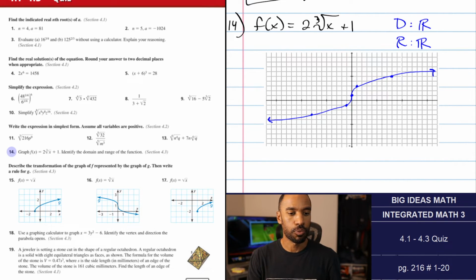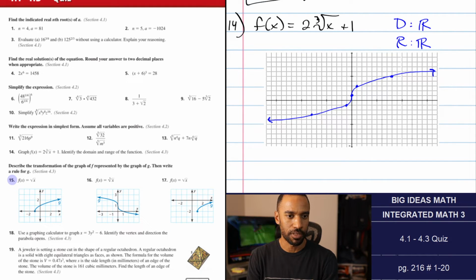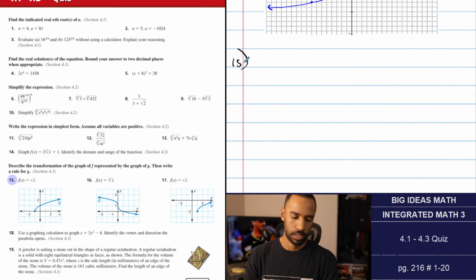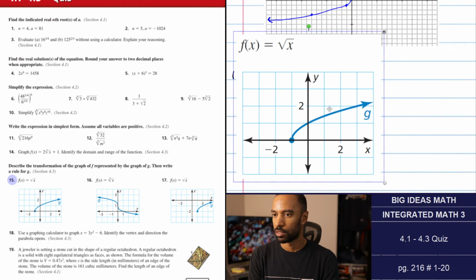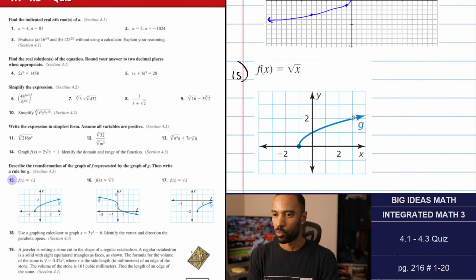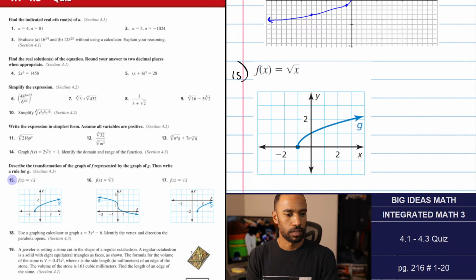All right, numbers 15 through 17, we are going to describe the transformation of the graph of f, represented by the graph of g, then write the rule for g. Let me take a higher quality version of these ones where I can copy and paste. I'll even get the actual equation in my copy paste. So number 15, I copied and I'm pasting this big guy right here. Okay, what did they want? They wanted the transformation, describe the transformation, and then write a rule.